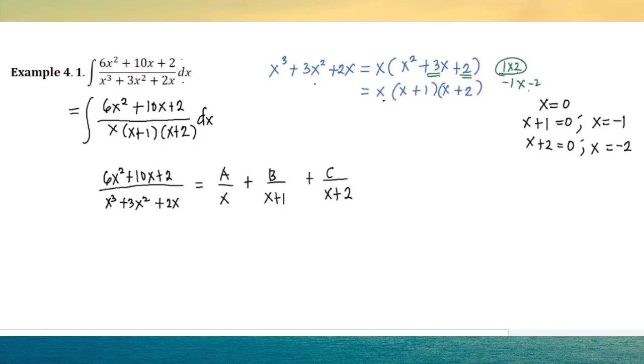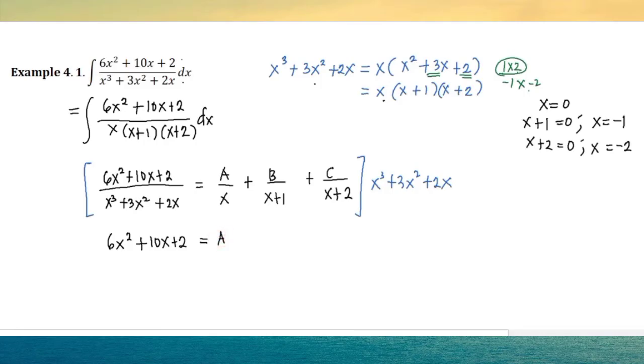So ang gagawin natin dito ay i-multiply natin both sides by the denominator na x cubed plus 3x squared plus 2x. So yung left side ng equation natin ay numerator na lang yung matitira. So this is 6x squared plus 10x plus 2. And we have here A.